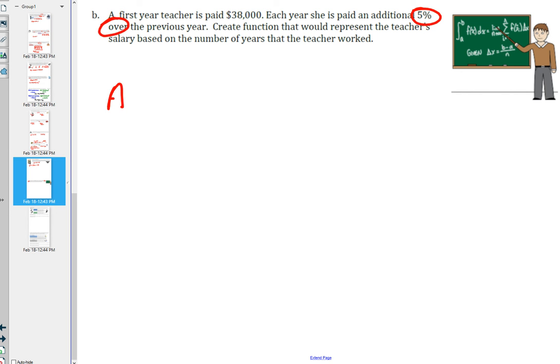So let's just say the amount that you make is the first year, which is 38,000. What's the growth factor? 0.05. And then you can use N if you want. Let's use Y for years. Use T for time. Let's use T.